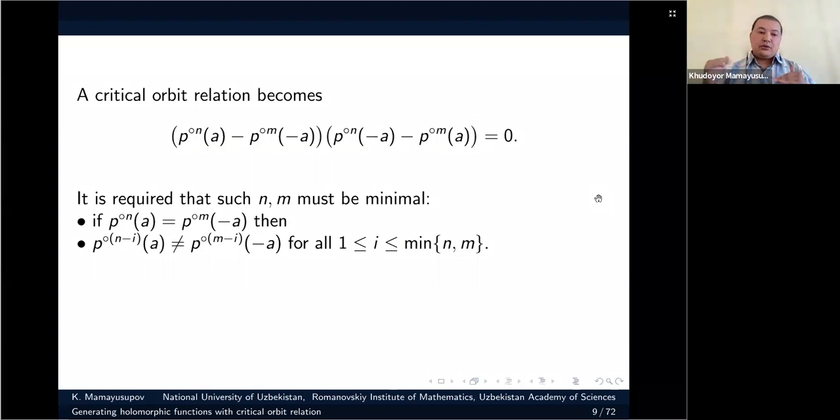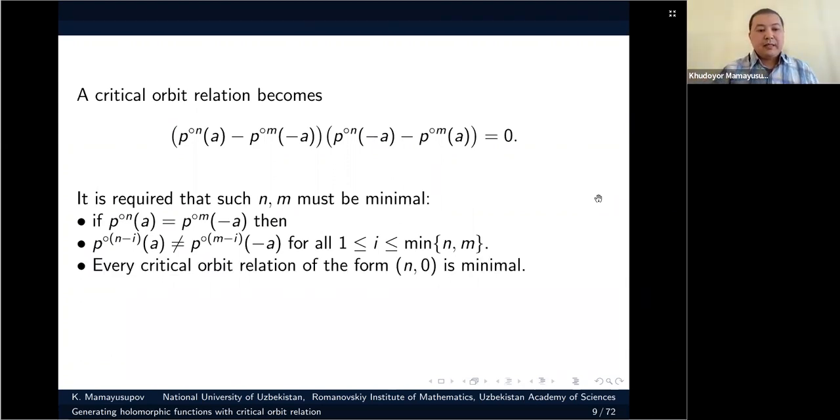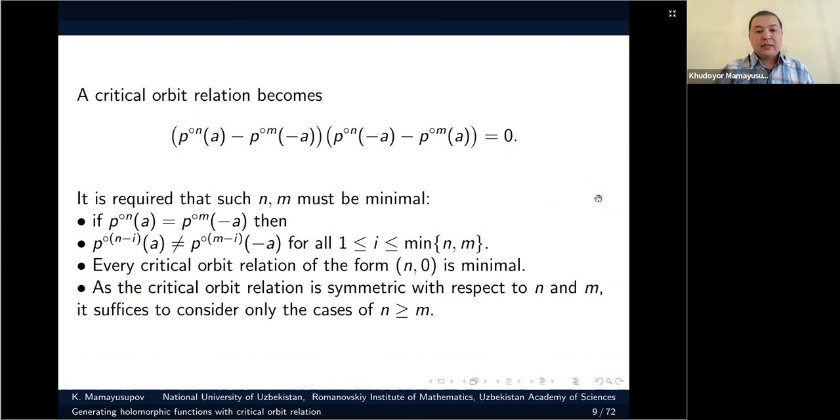So we can consider two cases, with n and m minimal. Minimal means if the first one from this product is 0, then all the lower level iterates should be distinct. Otherwise, you reach it earlier, and then you don't call it a higher order orbit relation, but some lower order one. By this definition, if you have n, 0, then it's minimal. By the previous lemma, such relations are infinite. Because of the symmetry, it's enough to consider n bigger than or equal to m.